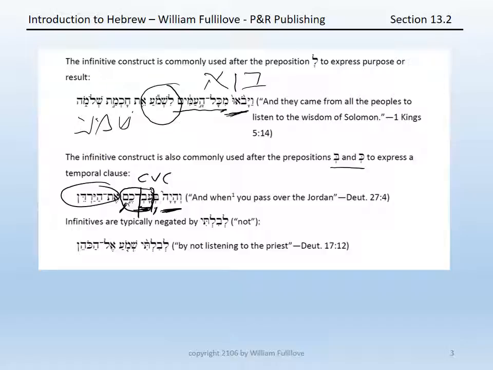Infinitives, both infinitive absolute and construct, will typically be negated by levilti, which glosses as not. For instance, Deuteronomy 17:12, levilti shemoa et ha-kohen. So levilti, not; shemoa, Qal infinitive construct, note the vowel pattern, schwa holam; to el ha-kohen, the definite article ha plus kohen, priest. By not listening to the priest.